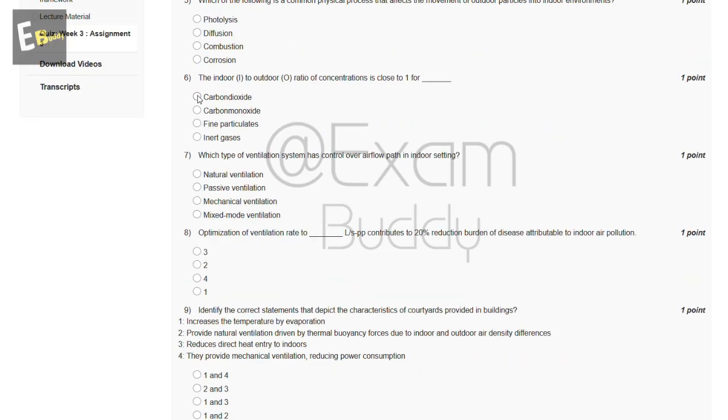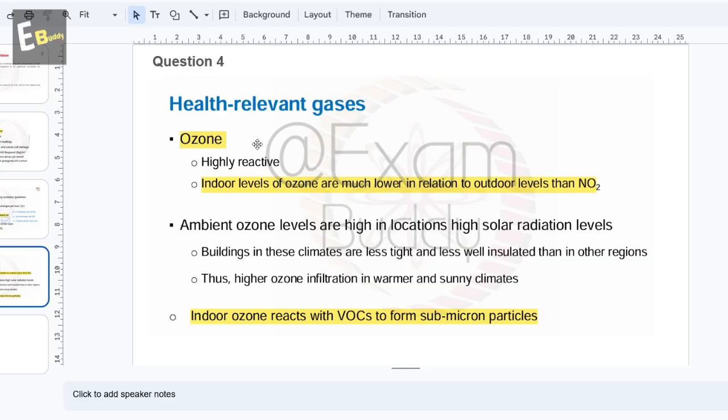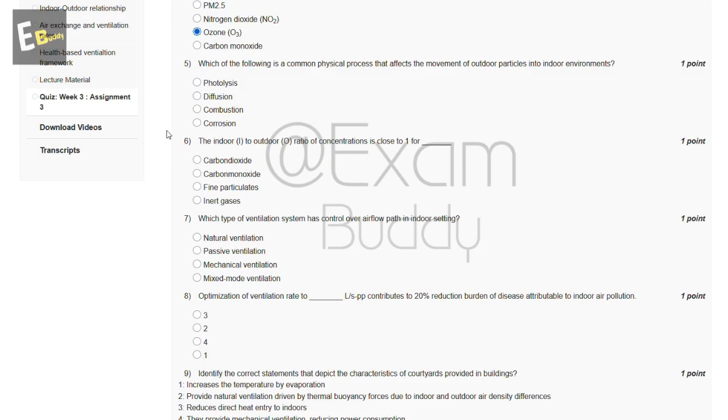Now the fifth question is: which of the following is a common physical process that affects the movement of outdoor particles into the indoor environment? Photolysis, diffusion, combustion, corrosion. Let's check the answer of the fifth question. The answer is B, diffusion.